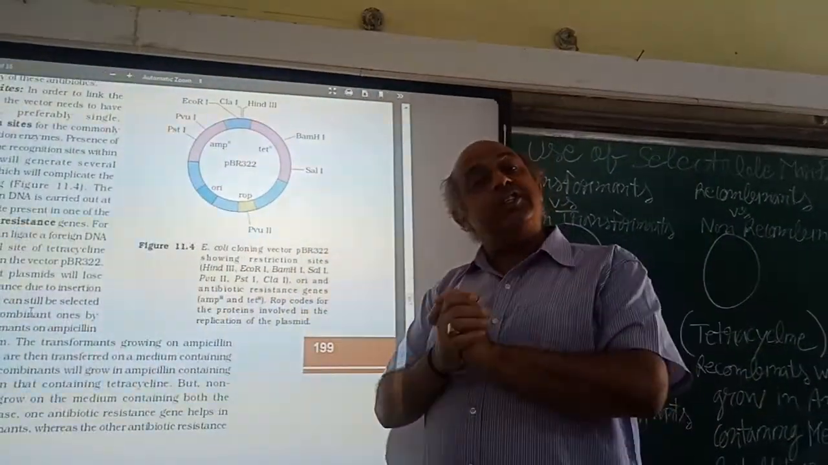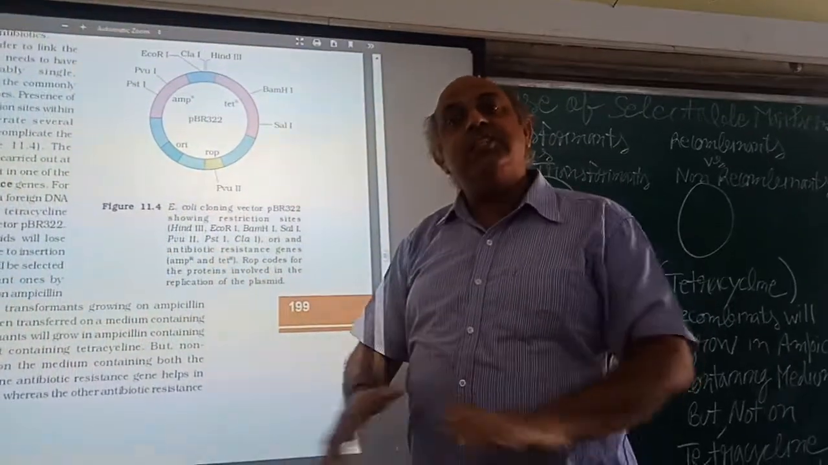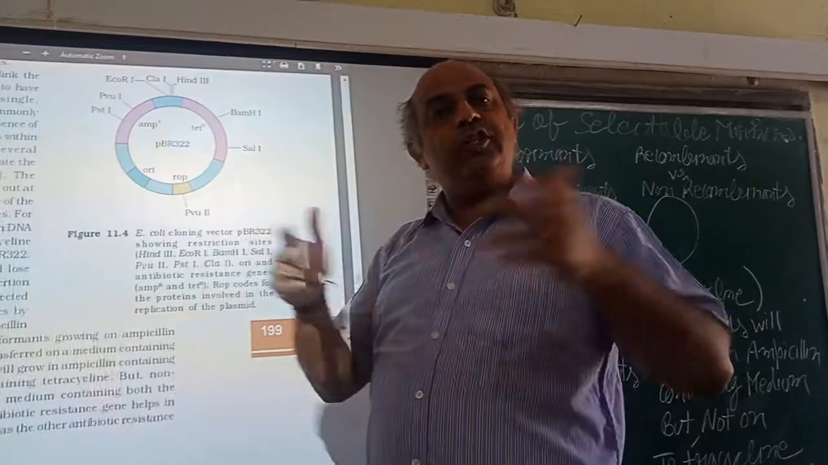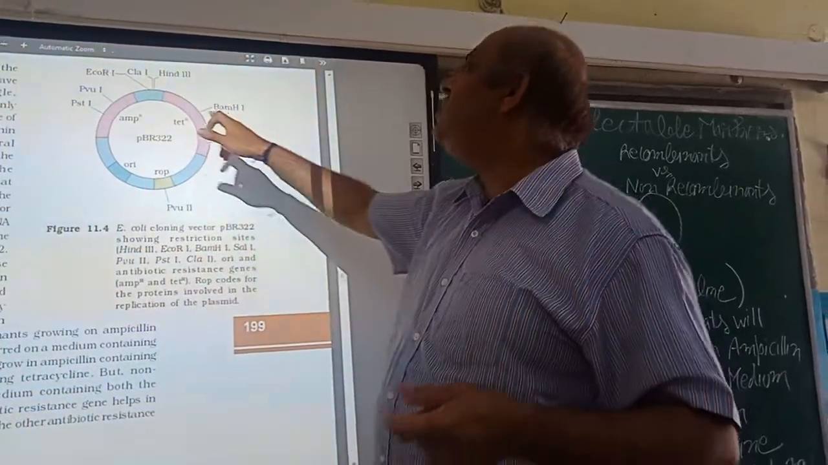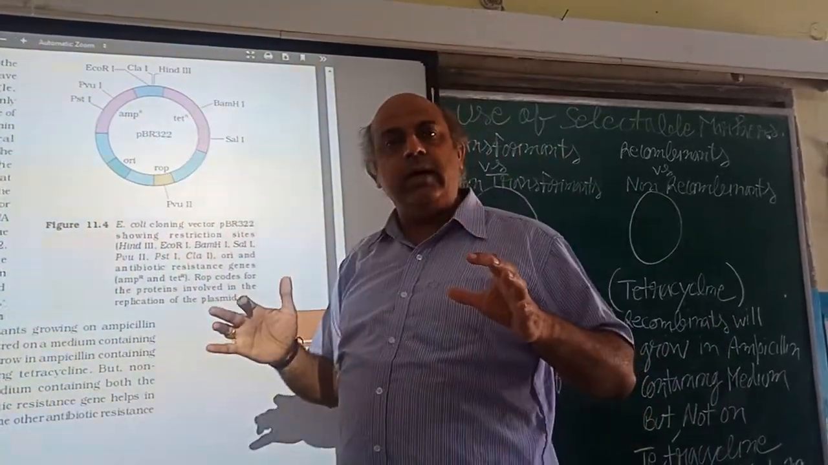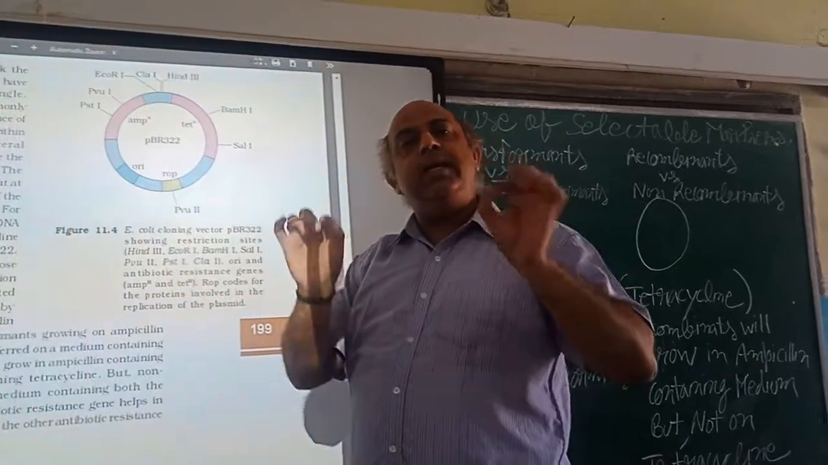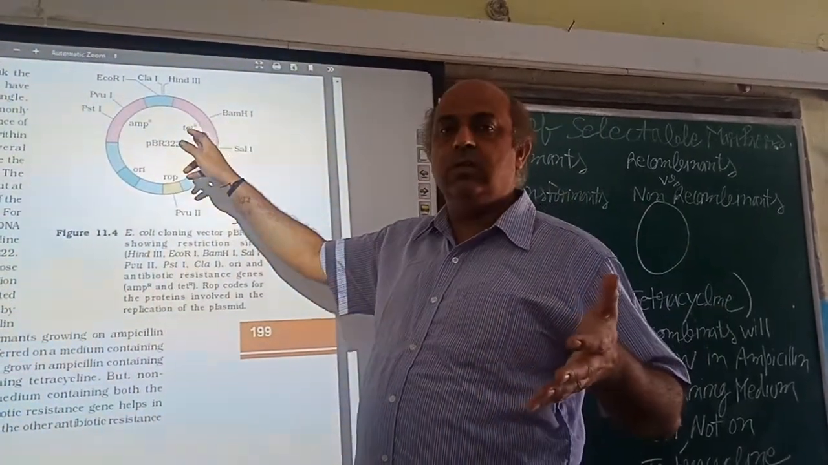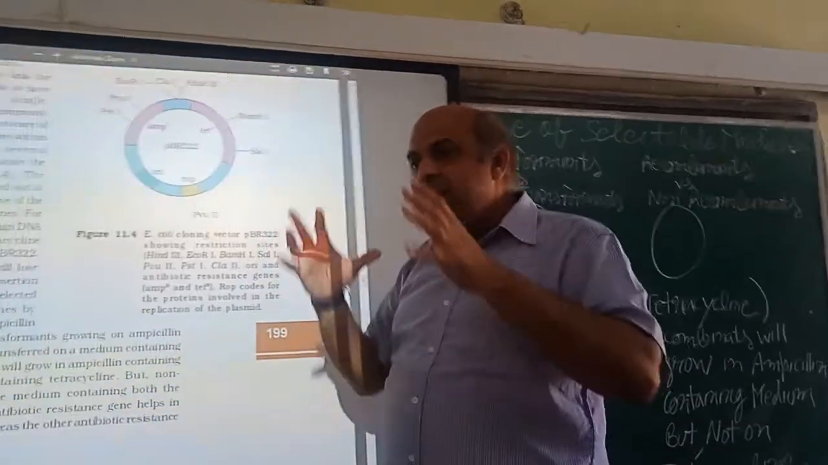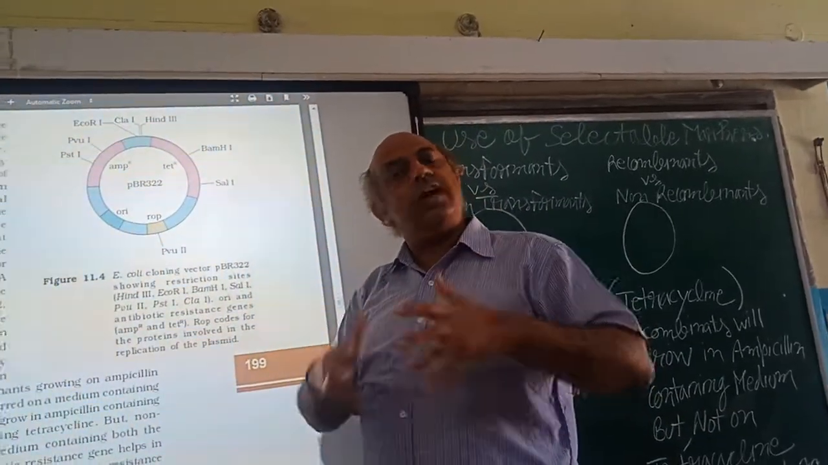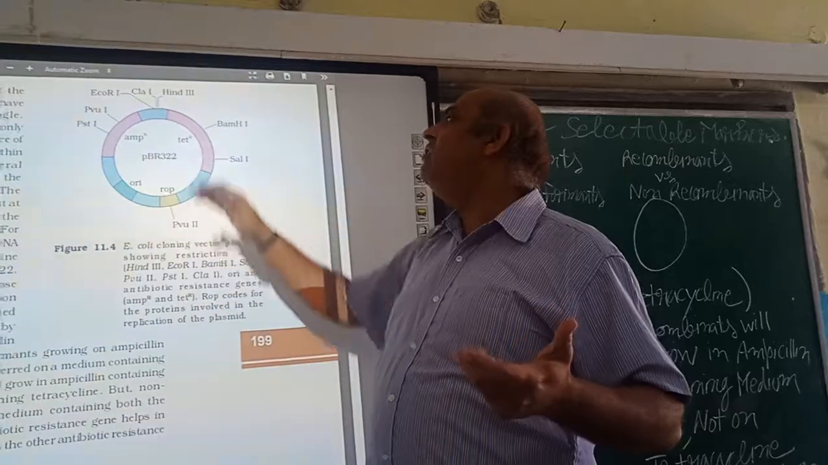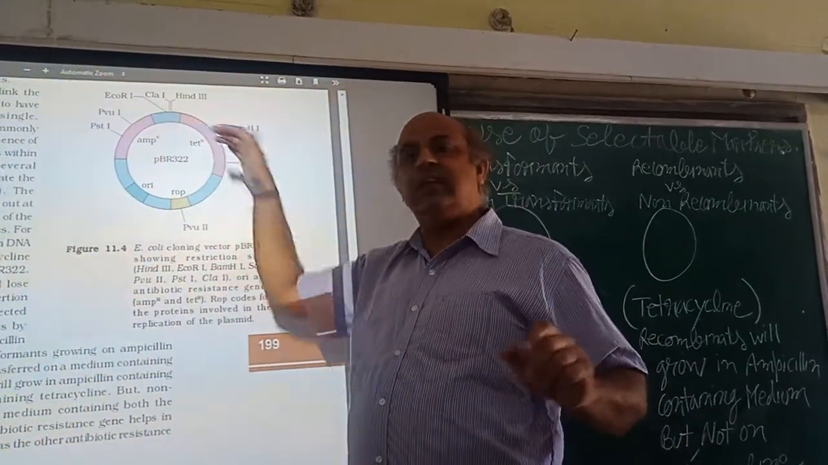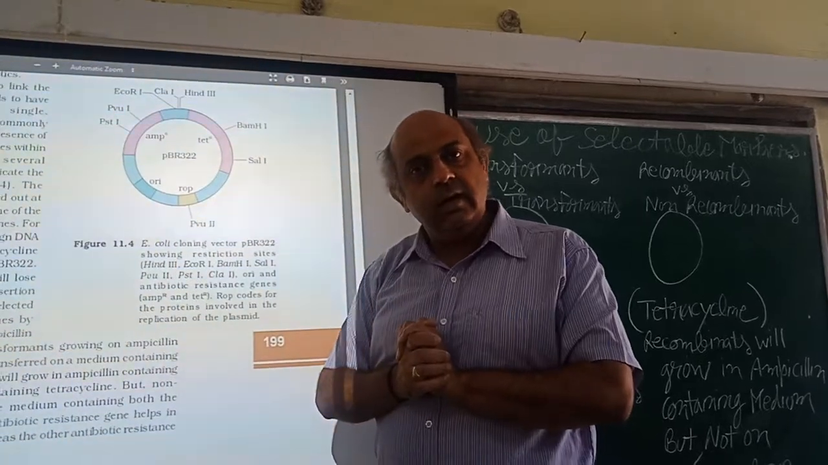This is called insertional inactivation. Insertional inactivation means the inactivation of a gene. And how is this gene getting inactivated? Because we are placing a different DNA segment in the gene. Now the recombinant plasmid, the recombinant DNA, will have resistance against ampicillin but not resistance against tetracycline.